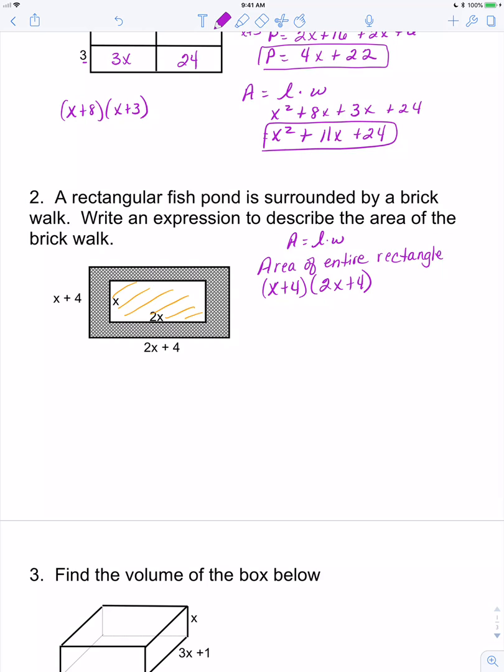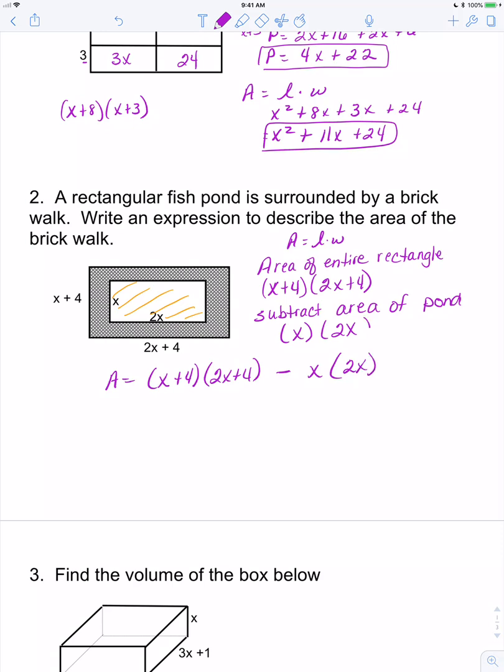So then we're going to have to subtract the area of the pond, which is that white part. And we know that that length times width is x times the 2x. So for the area for this whole thing, we have x plus 4 times 2x plus 4 minus x times the 2x. Okay, so let's multiply all this out.